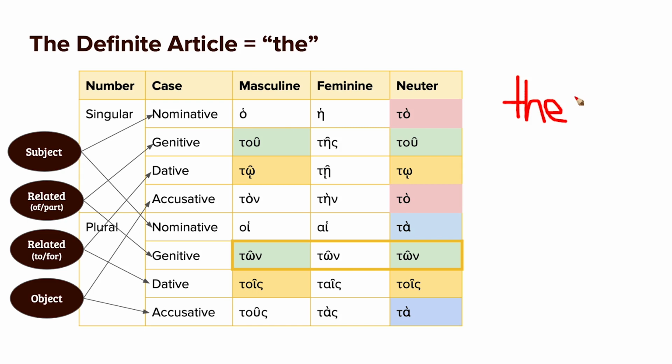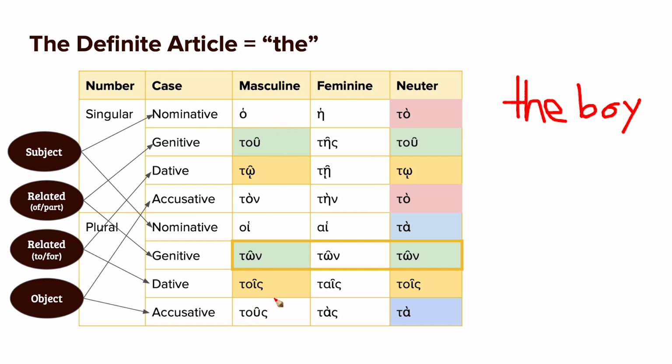We would say the boy, right? But we would also say the boys and the boys' ball, or to the boys, for the boys. I hit the boys. So no matter how we use boy in a sentence, it's always going to be the. You don't have to change the. But in Greek, you do.